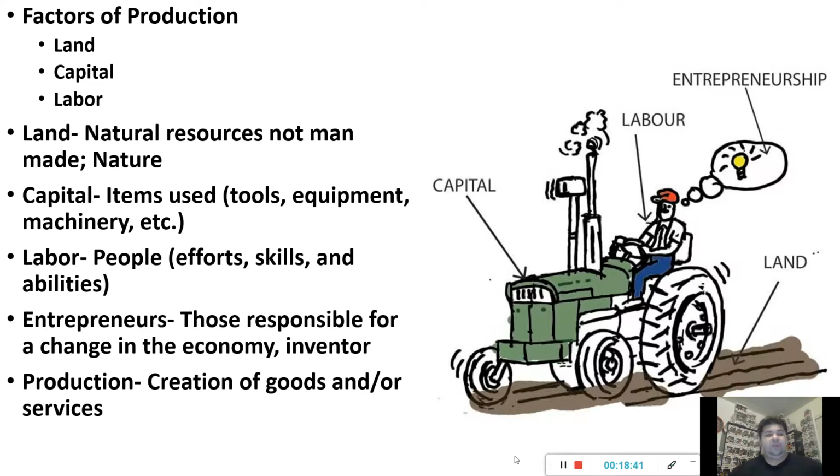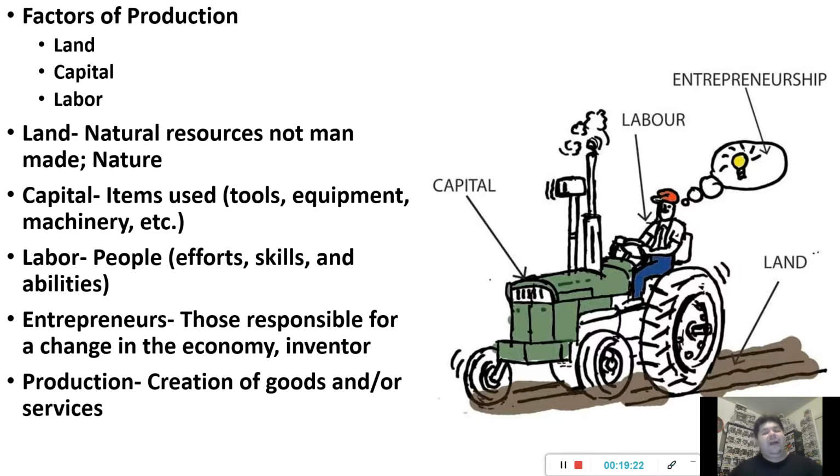All right. In order to produce something, in order to actually make things, you need 3 things: land, capital, and labor. What does each of these mean? Land is natural resources, not man-made, basically nature. A farmer needs that ground to put the plant in so the food can grow. Even factories need land. You don't see a factory floating in the sky. You need land to have a factory, to create whatever you're creating.